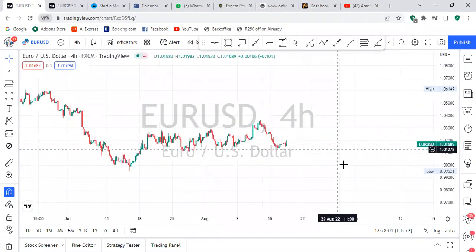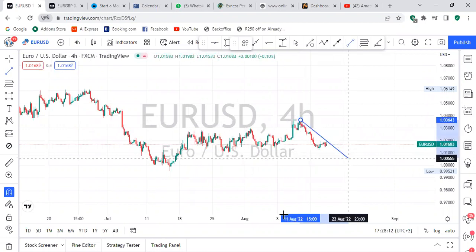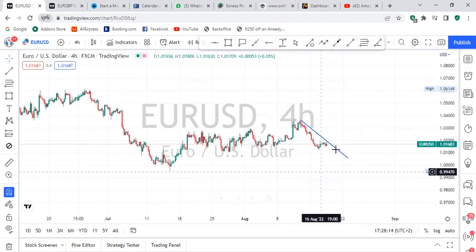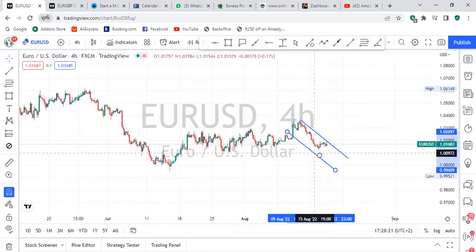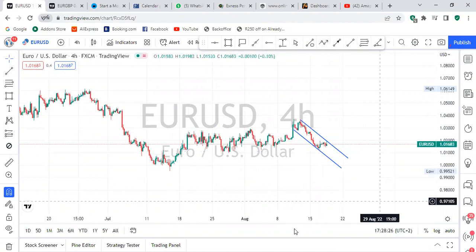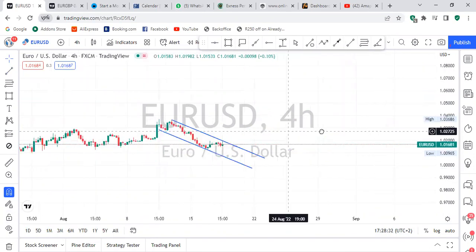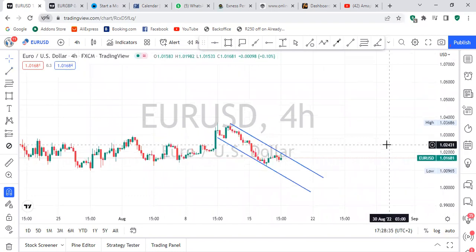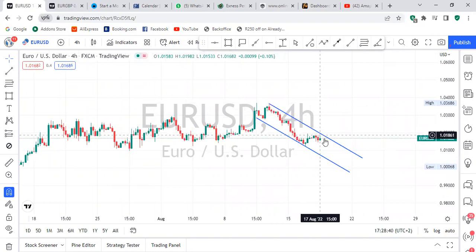By using my trend lines, I can clearly see that this is a downtrend, right? I can draw my trend line from this area here, coming here. And I can draw another one, like this. So we are saying, as soon as price breaks this trend line, where is it?